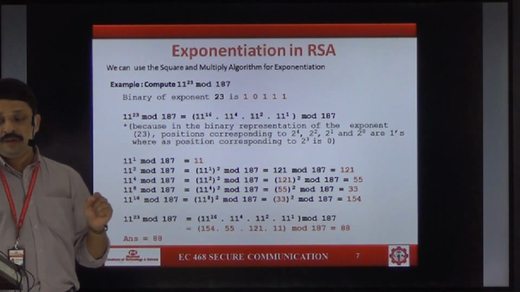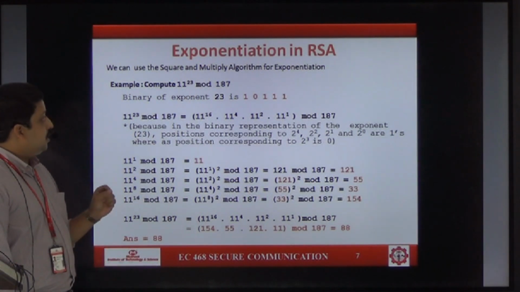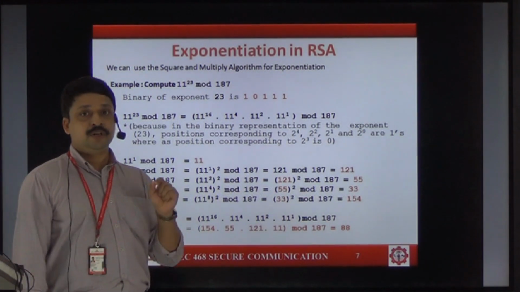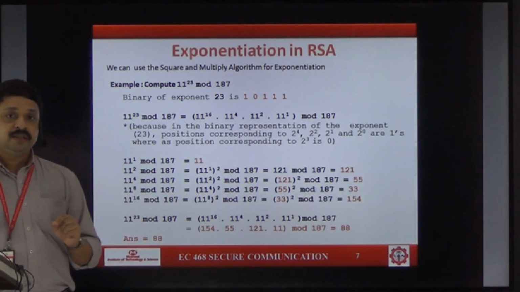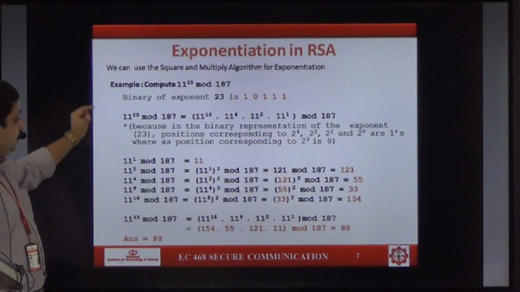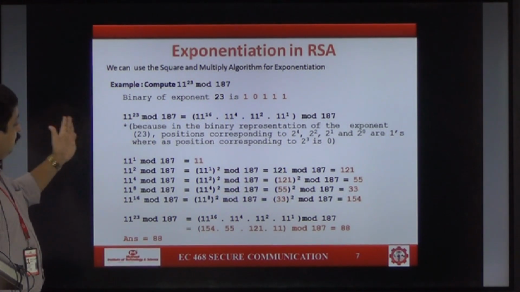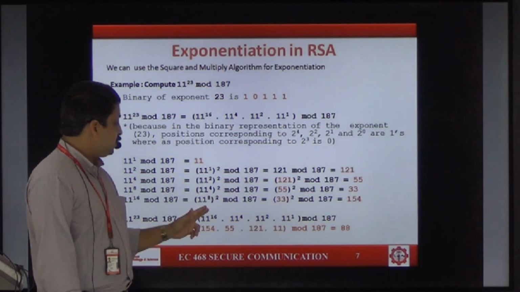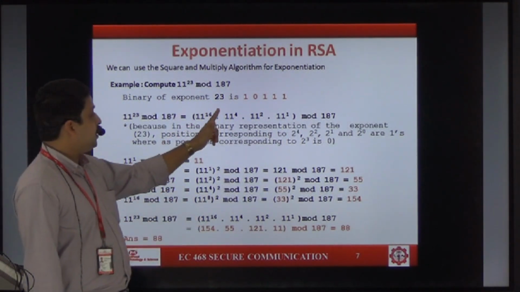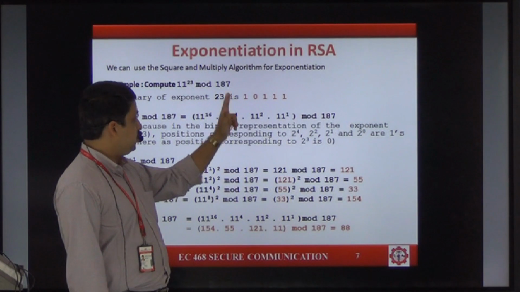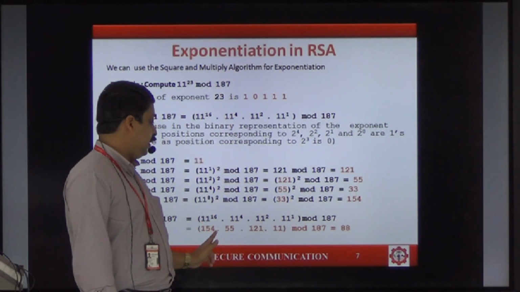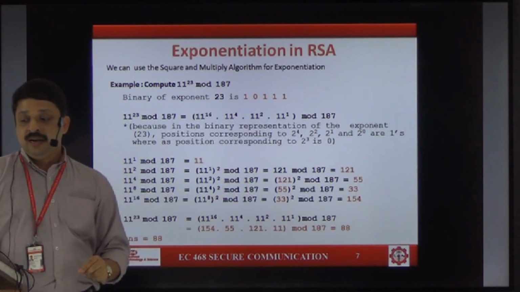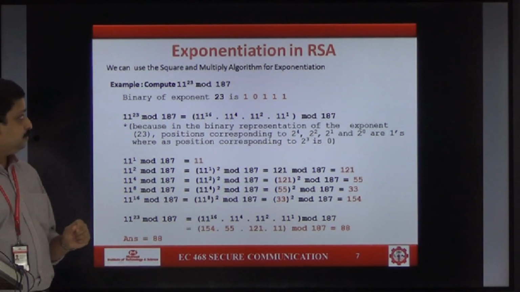So that is how we will be performing exponentiation in RSA. In exponentiation, the algorithm is square and multiply. We are squaring at each step, then finding those exponent values, and the terms whose binary representation bit is 1, we will be multiplying, or finding their product, and we will be getting the final result. So the answer is 88.